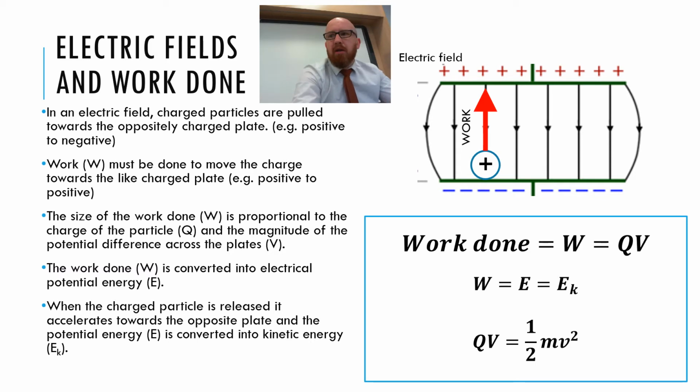Now, if you then release the charge, in this example at the positive plate, it will then fall back down towards the negative plate, converting that QV back into a half mv squared. So work done is converted into electrical potential. We don't have a formula for that just now. But then that work done equals your QV. So your QV equals electrical potential, and then that converts back into half mv squared. Very important formula for working out the speed of particles inside electric fields.